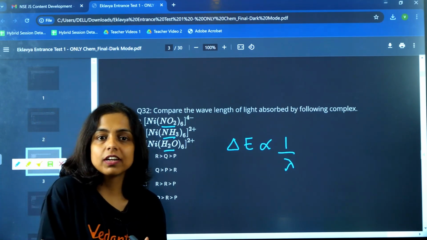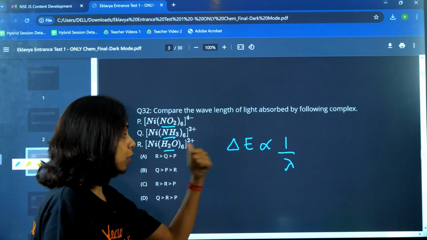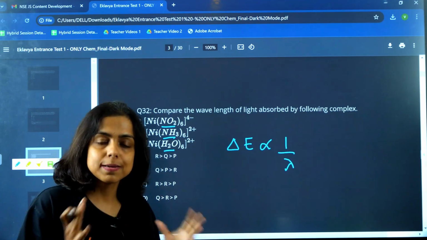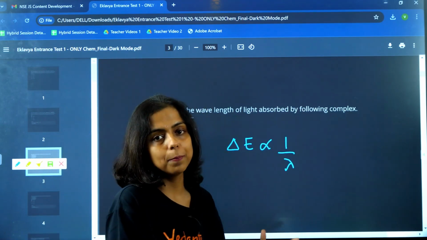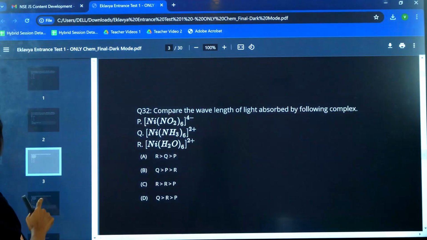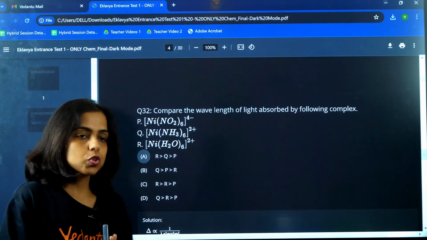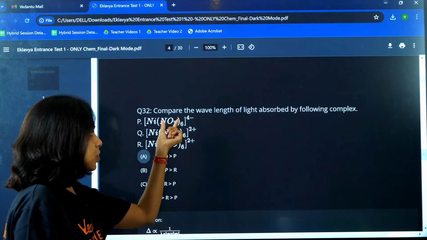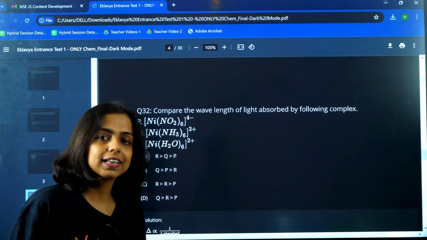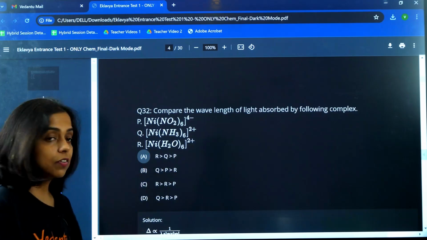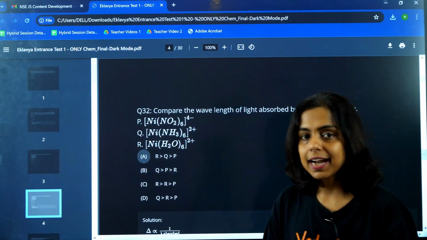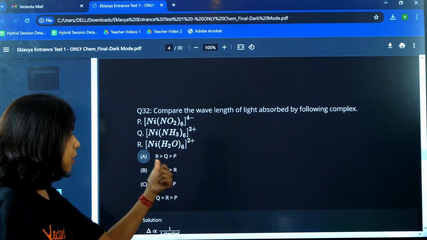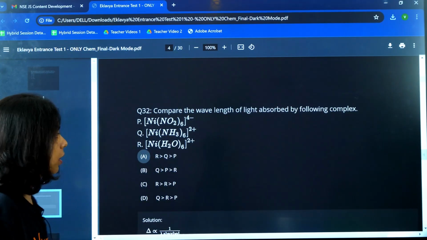So you know the order of their splitting energies, which is inversely proportional to wavelength. And I'm again very sure that if you are conceptually and fundamentally strong in coordination compounds, you can easily crack this question, right? So indeed the answer to this question is A, because as I told you, delta E, the maximum energy, is in NO2 negative, the strongest field ligand, which means the wavelength is minimum. Whereas if water is the ligand, the weakest ligand, that means delta E is least, so lambda will be the maximum. So this will be the order R, Q and P. This is the order, right?